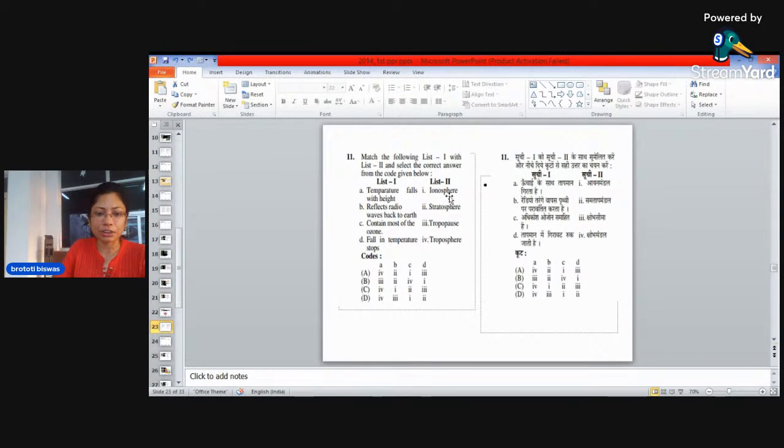That is ionosphere. So that means A is 4, B is 1, C is 2, contains most of the ozone. So the correct answer is code C.